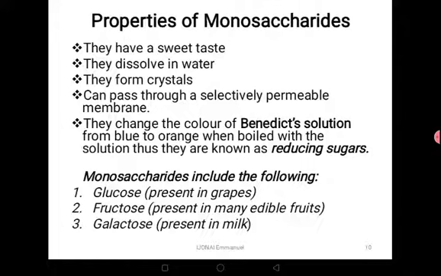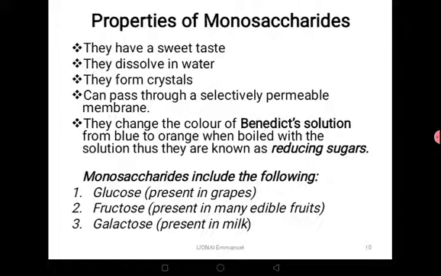And then the other characteristic is that they can change the color of Benedict solution from blue to orange when you boil it with Benedict solution, meaning they are reducing sugars. That means they are capable of reducing the copper 2 ion in Benedict solution to copper 1. Copper 2 is blue and copper 1 is brown or orange. So they are reducing sugars. So the properties of monosaccharides include they are sweet, they dissolve in water, they form crystals, and they pass through selectively permeable membranes, and then they are reducing what?